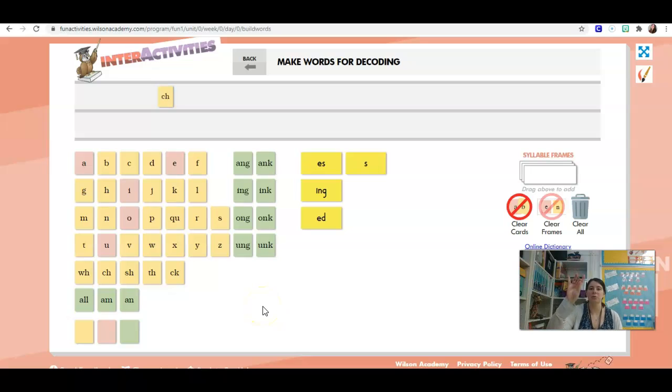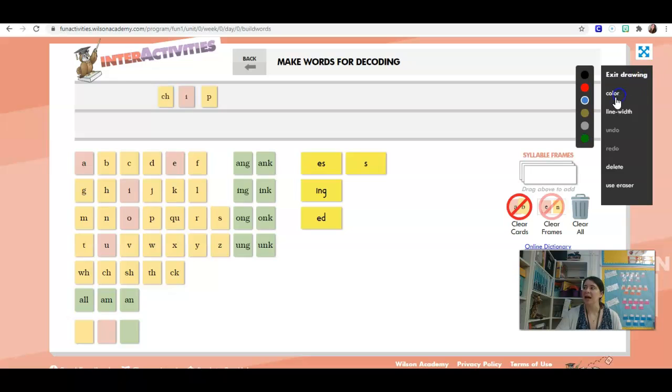Our next sound was i. What letter makes that sound? That's right, it's our letter I. So I'm going to go ahead and move our letter I up. And our last sound was the P sound. What letter makes that sound? That's right, it's our letter P. So I'm going to move that up.